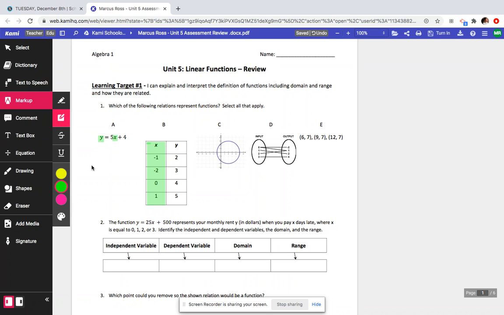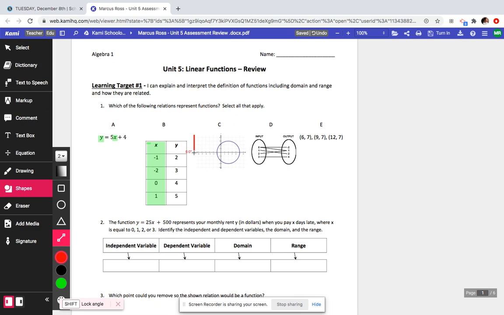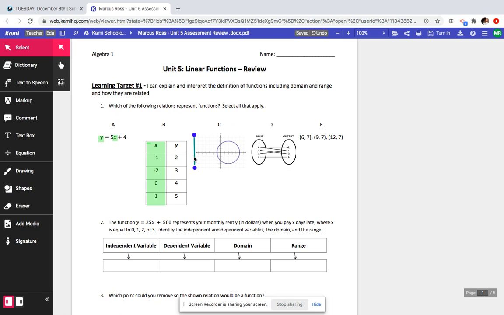For C, we can do that vertical line test. So let me get my vertical line. What you can do with this vertical line test is grab it and move it across. You would use a pencil and drag it across your paper, and if you are hitting more than one part of a line, or hitting multiple points at a time, you do not have a function.